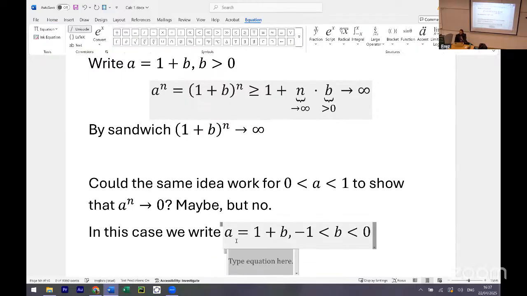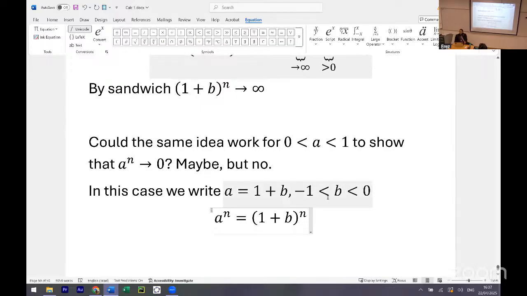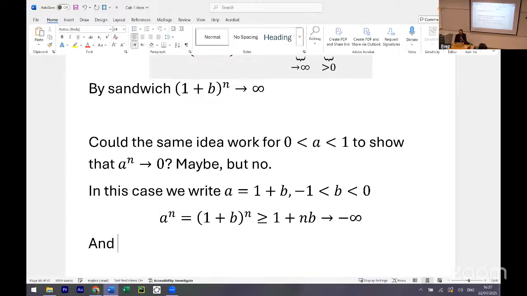Therefore, a to the n equals (1 plus b) to the n. Bernoulli still holds because b is larger than -1. So we can say it's larger than 1 plus nb. But what does 1 plus nb tend to this time? Minus infinity. And that is not helpful at all.